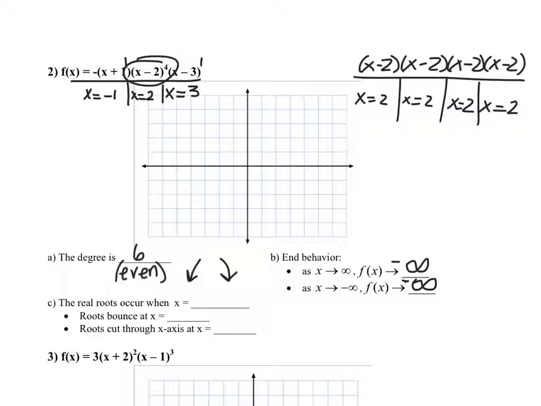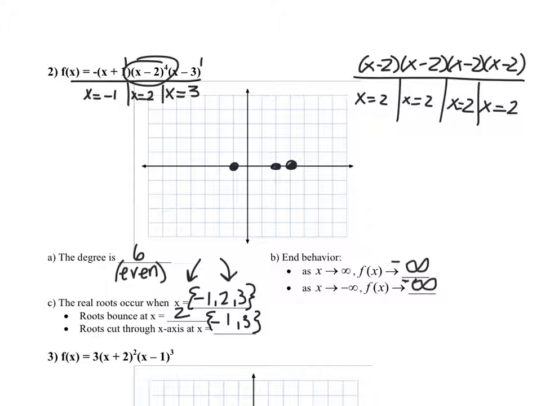So the next thing to do is write down what the roots are. So the roots are x equals -1, 2, and 3, and graph them. So -1, 2, and 3. And do I have any bouncing roots? Well, look for even powers. So I know it's going to bounce at x equals 2, and at x equals -1 and 3, it's just going to cut straight through because they have odd powers.